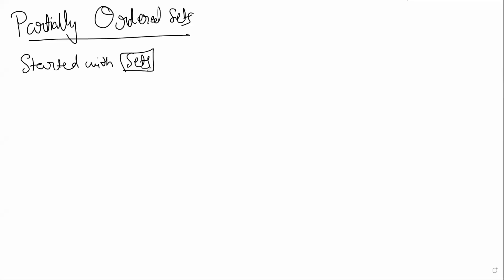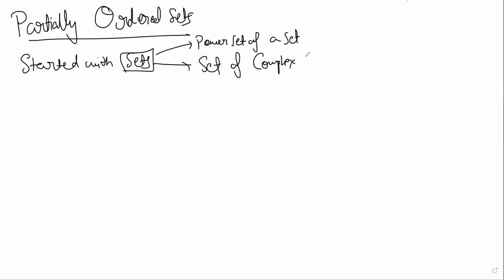The sets were usually collections of objects where each object in the collection was of a similar nature. So it could be a power set of a set, so this is combinatorial, but it could be non-combinatorial. For example, a set of complex numbers. So all the numbers are complex. It could be a set of natural numbers and so many other things.